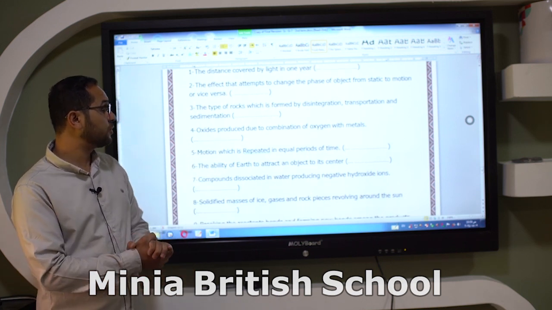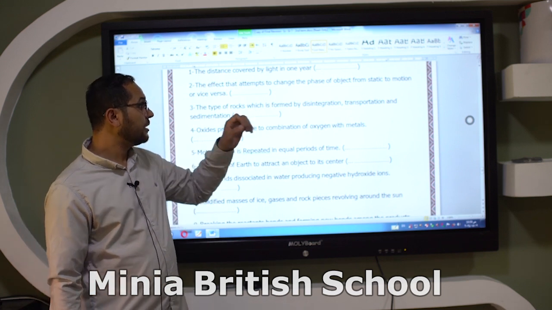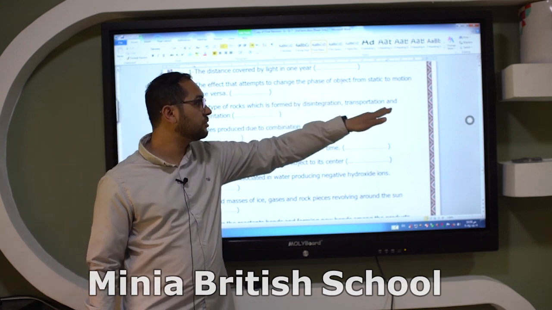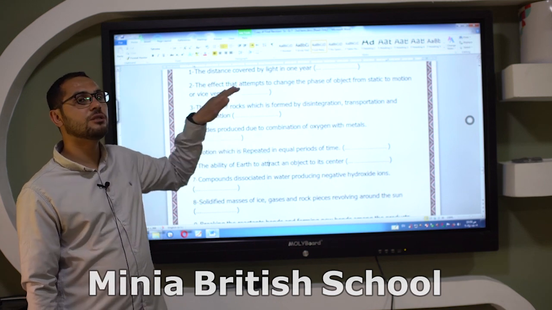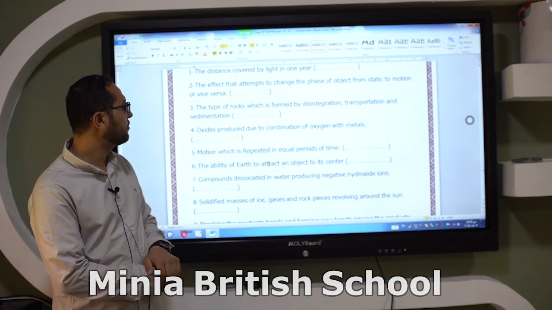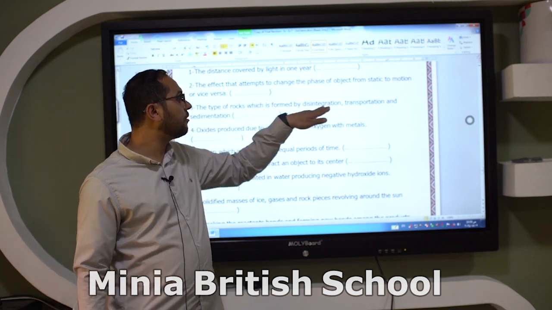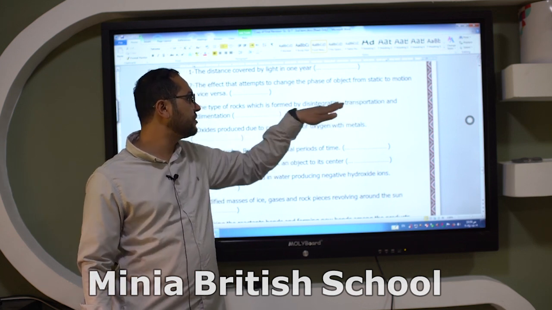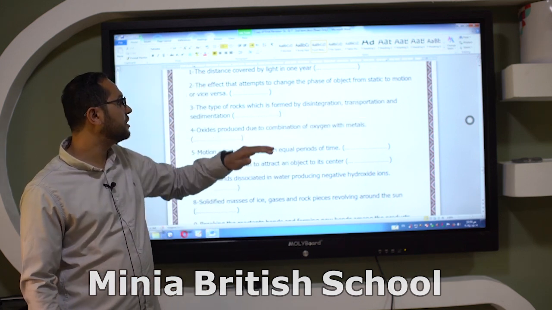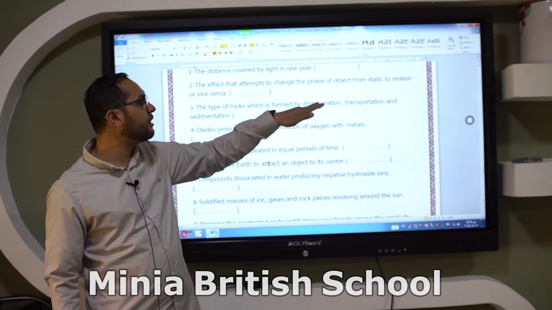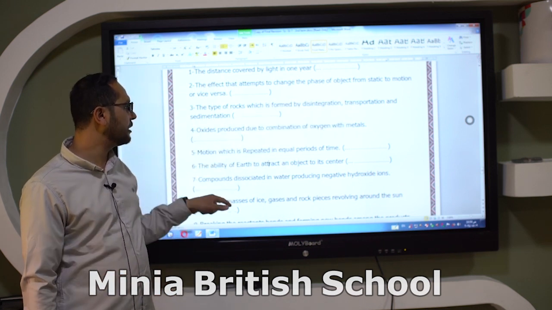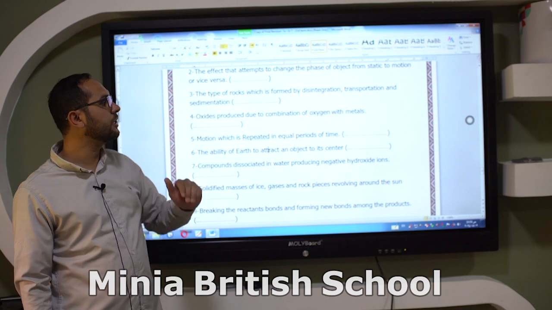The type of rocks which is formed by disintegration, transportation, and sedimentation, this is sedimentary rocks. So they are three stages. They have three stages to form sedimentary rocks: disintegration, transportation, and sedimentation. Sedimentation, this is the last stage.